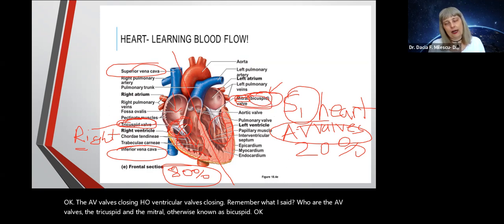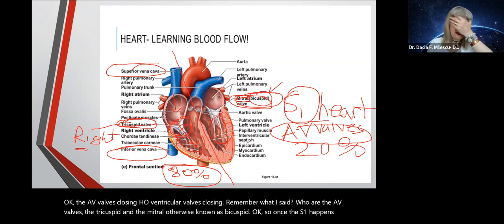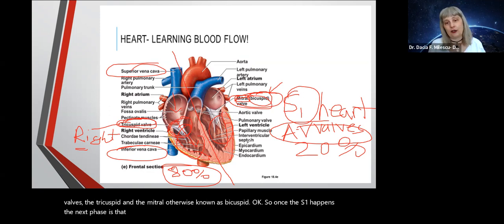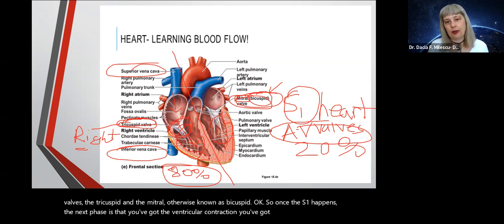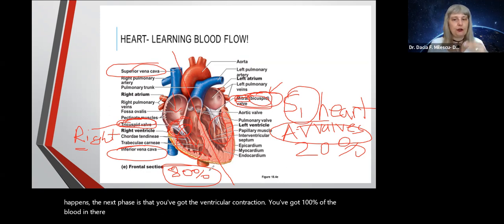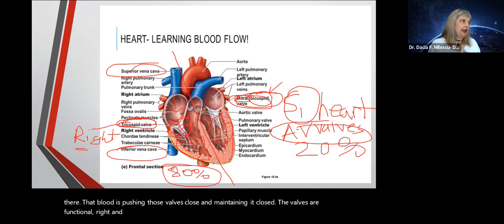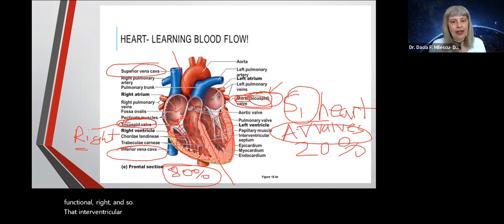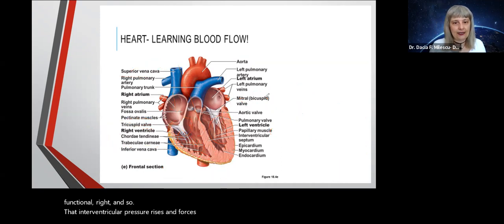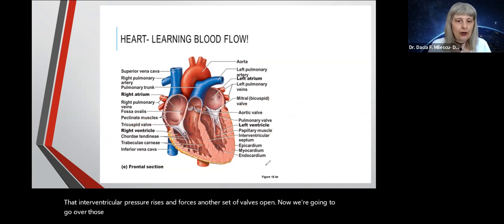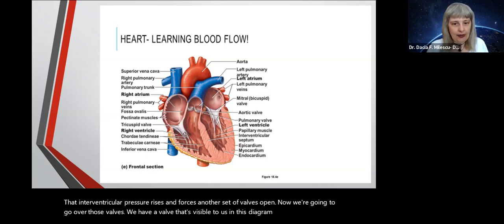So once the S1 happens, the next phase is the ventricular contraction. You've got 100% of the blood in there. That blood is pushing those valves closed and maintaining them closed if the valves are functional, right? And so that interventricular pressure rises and forces another set of valves open. Now we're going to go over those valves. We have a valve that's visible to us in this diagram. And that valve here is called the pulmonary valve.